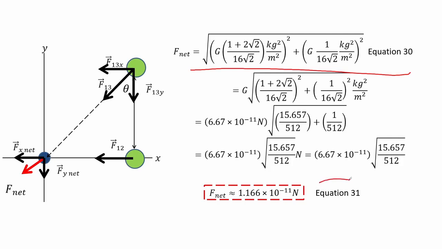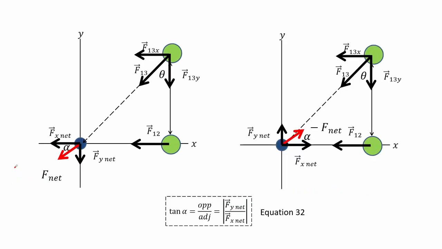If we compare this to the image, the net force can be viewed as an arrow going towards the smaller mass. The images show the net force orientation. The image on the right shows a net force that is directly oriented in the opposite direction as the net force vector on the left. They are both equal in magnitude but opposite in direction, and this is due to the consequence of Newton's third law. We now calculate the angle of the net force using a tangent function as shown in equation 32.